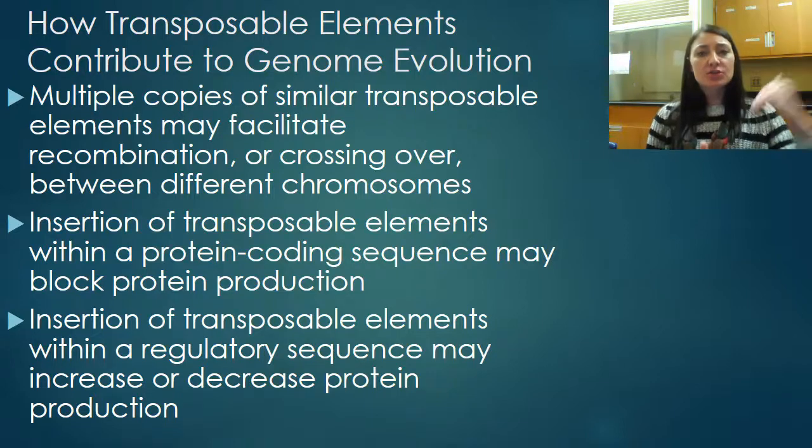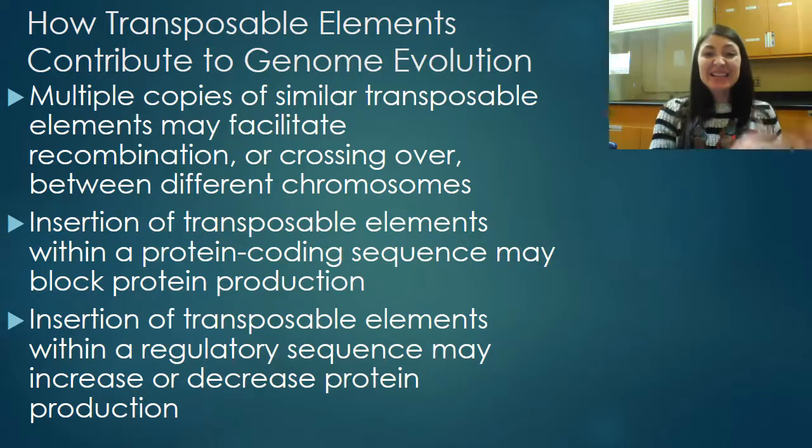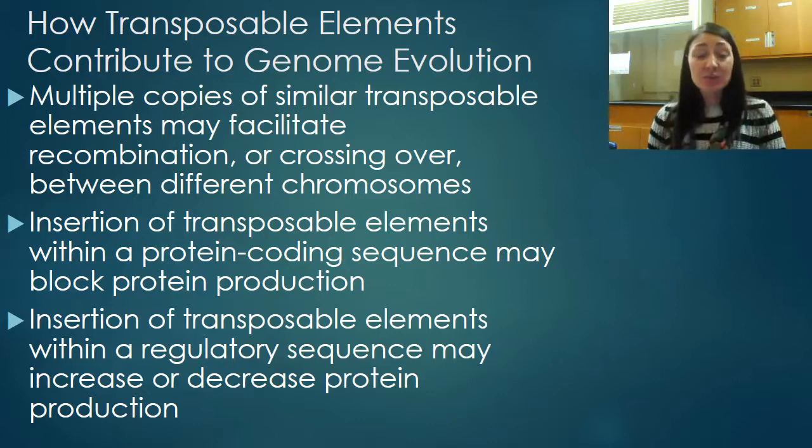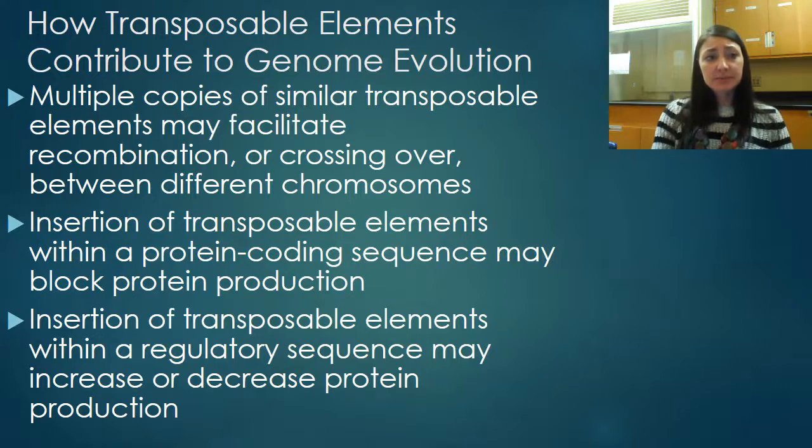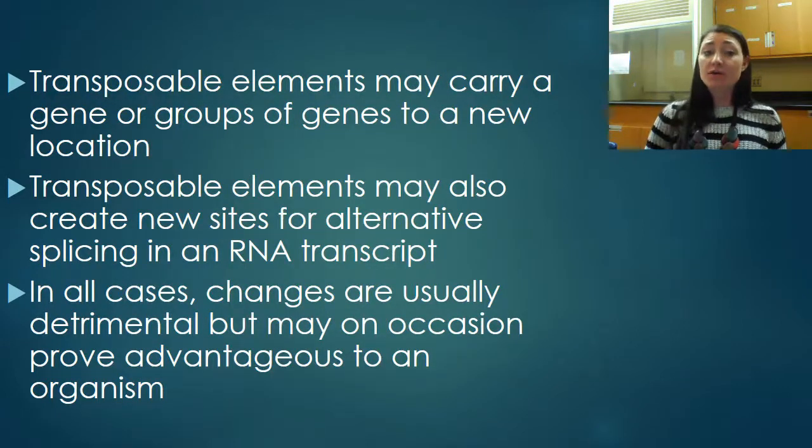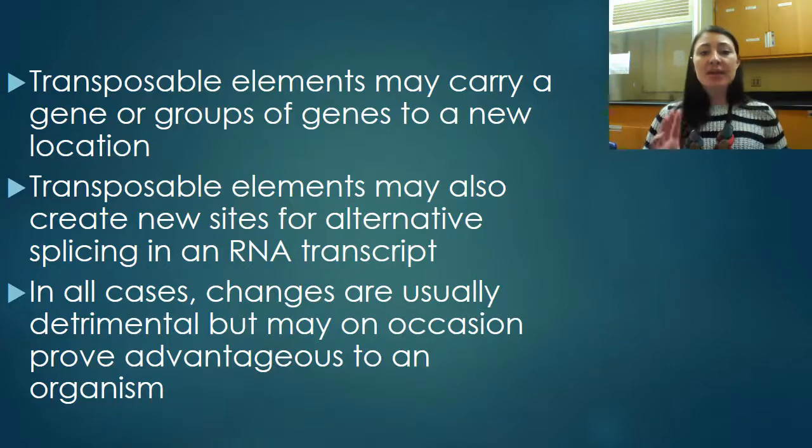You can also insert transposable elements within a regulatory sequence, and this can increase or decrease protein production depending on where in that regulatory sequence a transposable element is. So you can see more of that protein product or less. Transposable elements also carry genes or groups of genes to new locations. They can create new sites for alternative splicing in an RNA transcript, so you wind up with a new gene product.